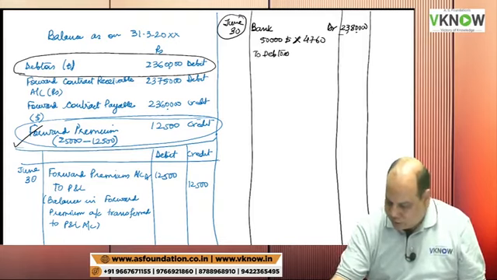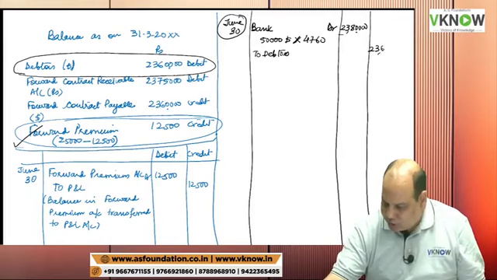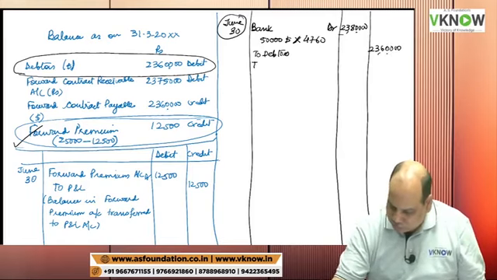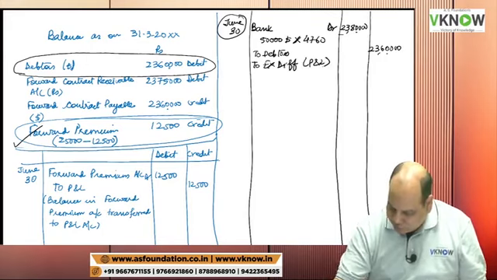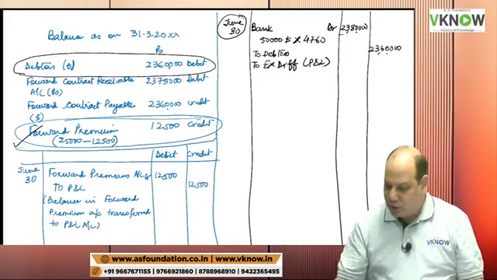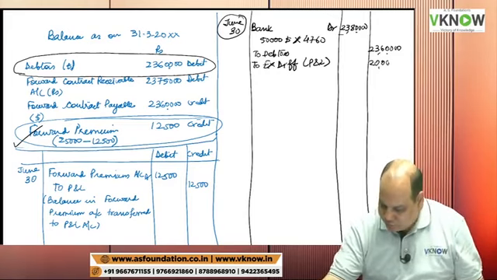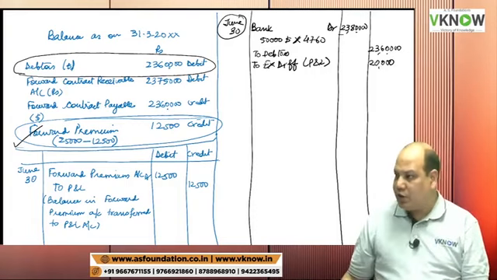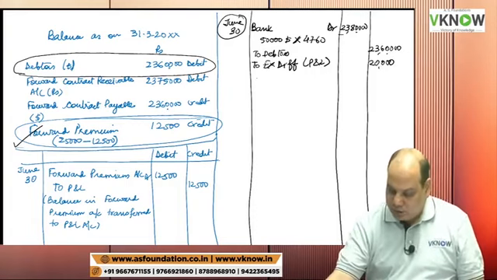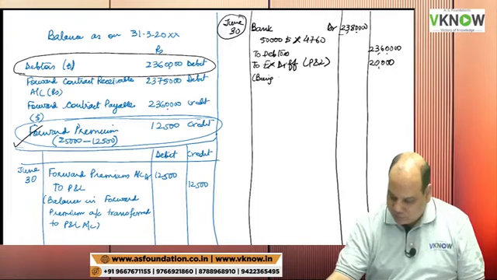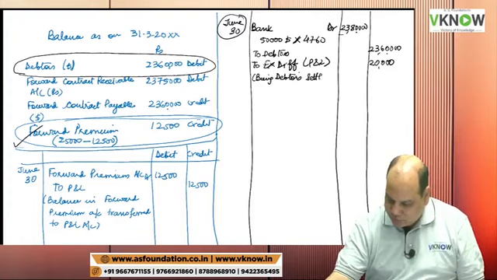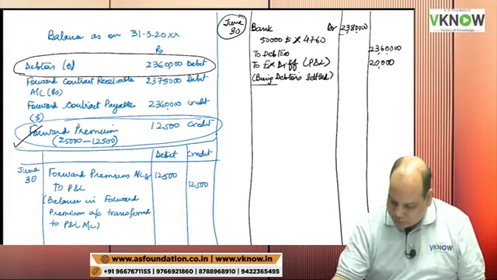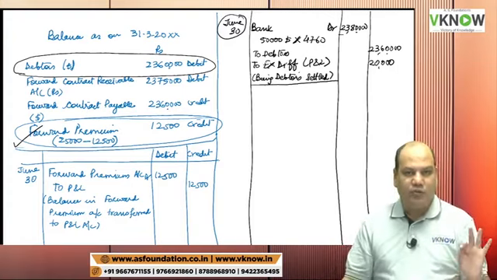So bank debit 23 lakh 80,000, to dater 23 lakh 60,000 and to exchange difference. This exchange difference will go to P&L account. That comes to 20,000. To exchange difference 20,000. Being dater settled. So we have done settlement with dater.